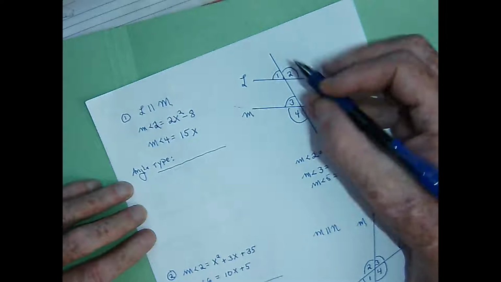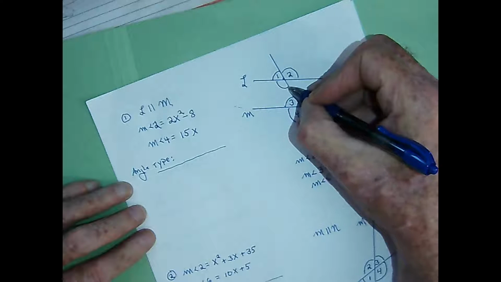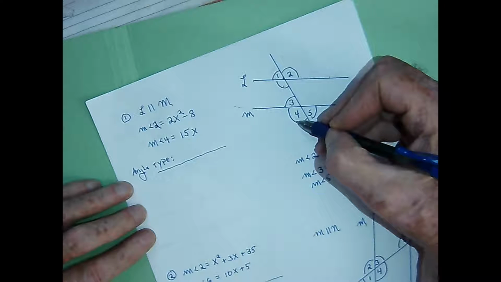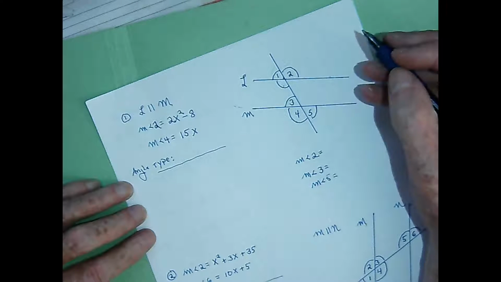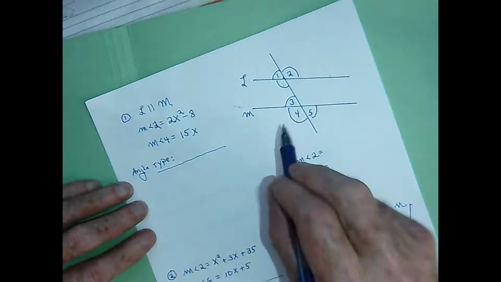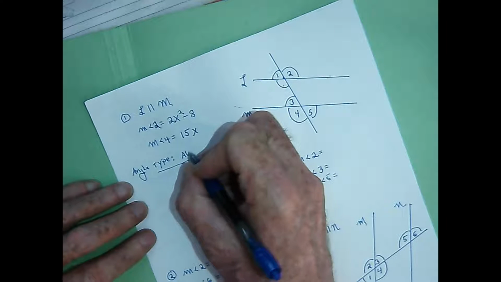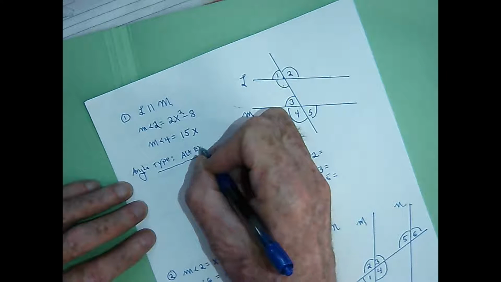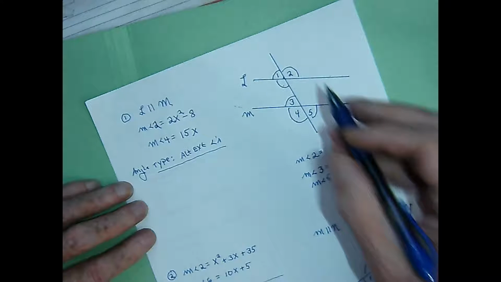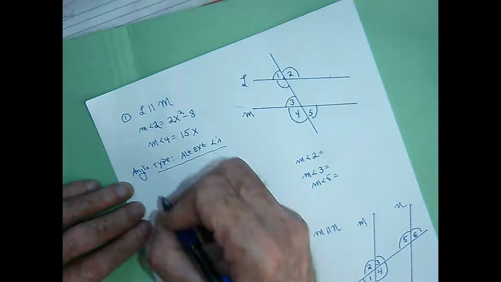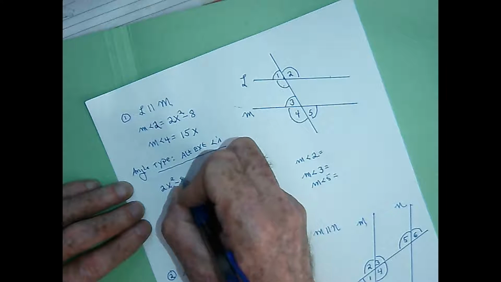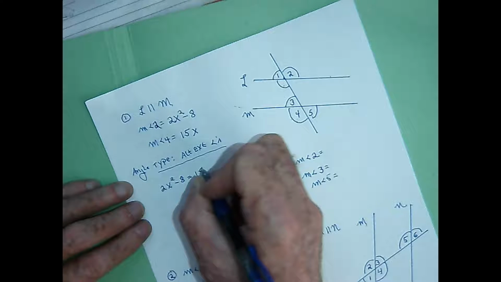I'm sure that angle 2 would be congruent to this angle. Those are vertical angles. And this angle would be congruent to angle 4 because they're corresponding angles. So I know that 2 and 4 are going to be congruent as well. So since I know that these are congruent, actually I should say that angle 2 and angle 4 are alternate exterior angles. And I know that alternate exterior angles should be congruent. So that means that 2x squared minus 8 is equal to 15x.